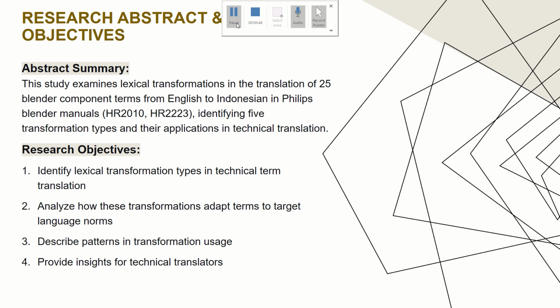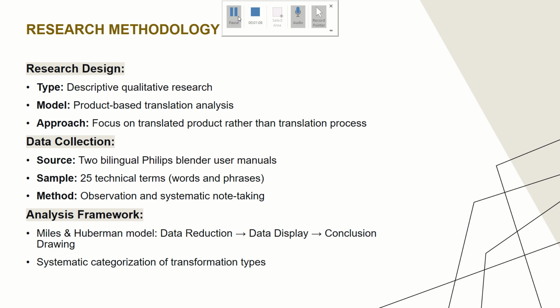The main objectives are to identify the types of lexical transformation used, to analyze how these transformations adapted terms to the target language norms, also to describe patterns and their usage, and the last one to provide practical insights for technical translators. So this is a descriptive qualitative study using a product-based translation analysis approach. This means we focused on the translated text itself rather than the translation process.